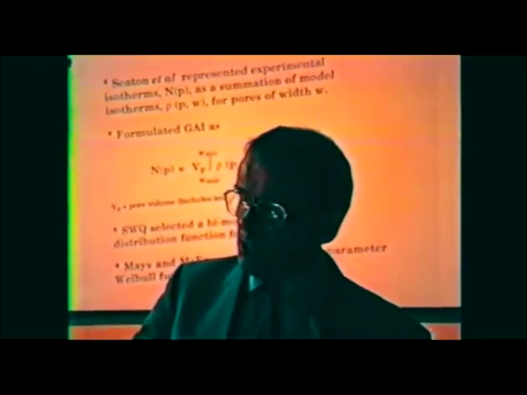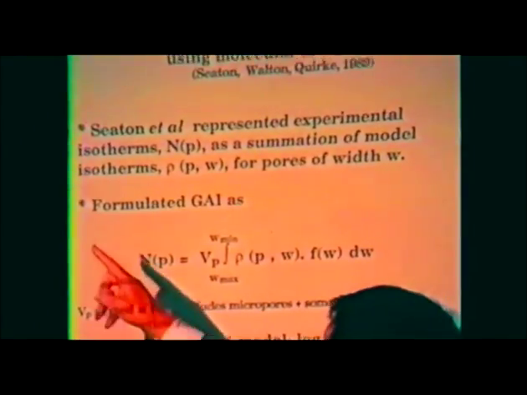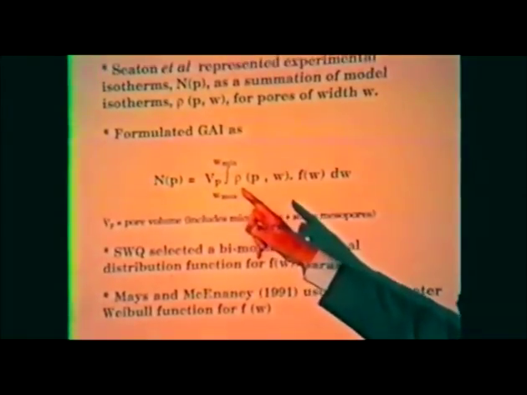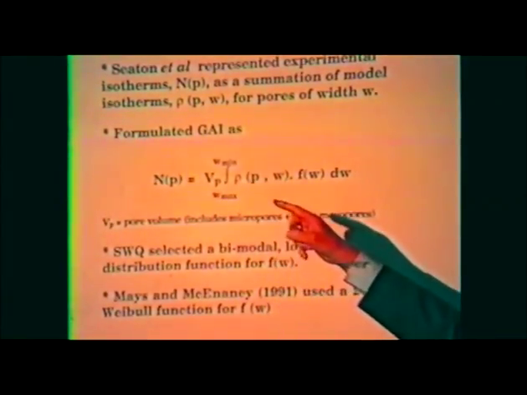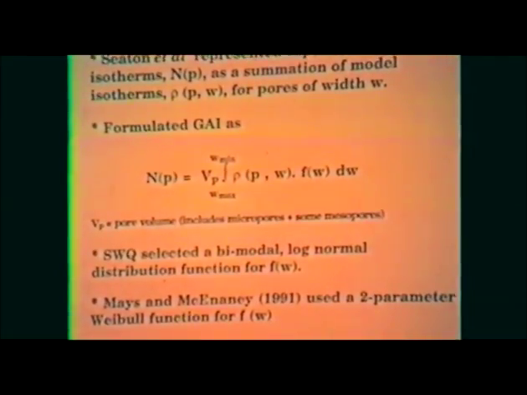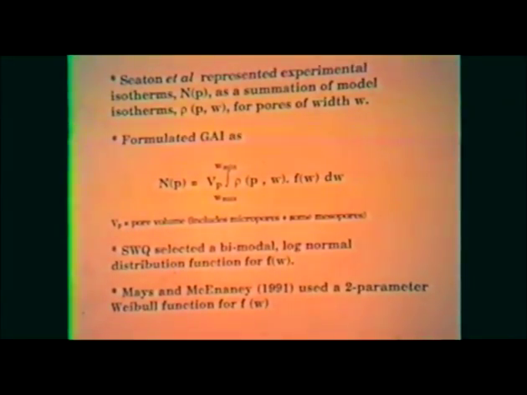Now what Seaton, Walton and Quirke did was to express the overall isotherm, which is the amount adsorbed divided by the total pore volume, in terms of the local density function, which is essentially a sort of local isotherm, and instead of having a distribution function of energy, they have a distribution function of pore width.